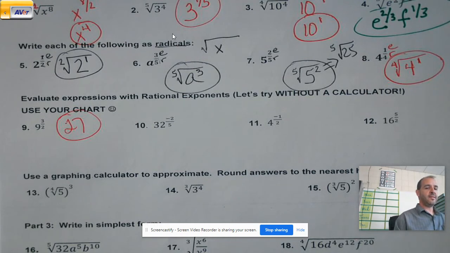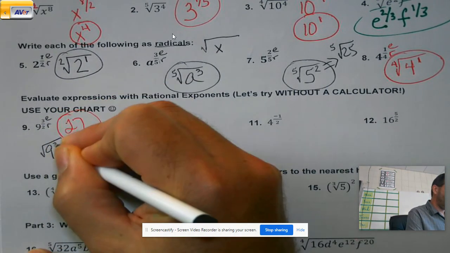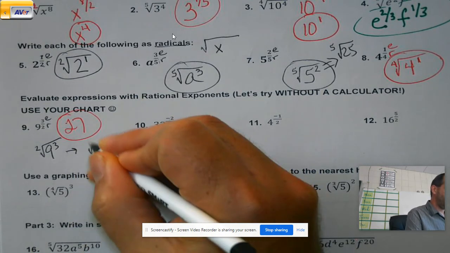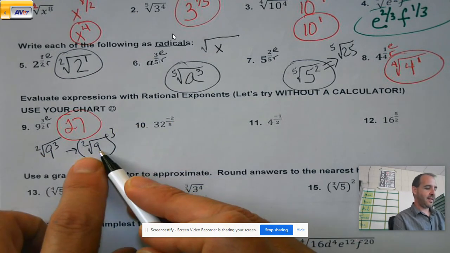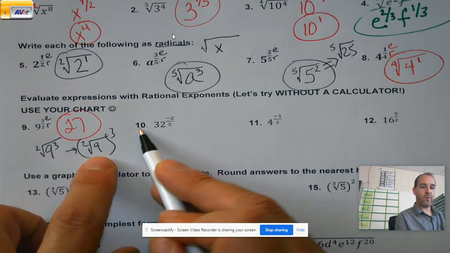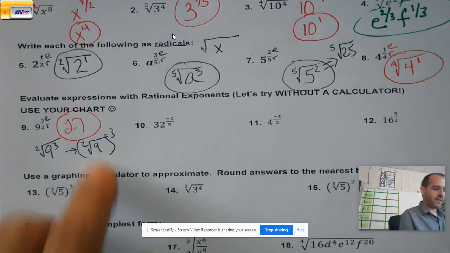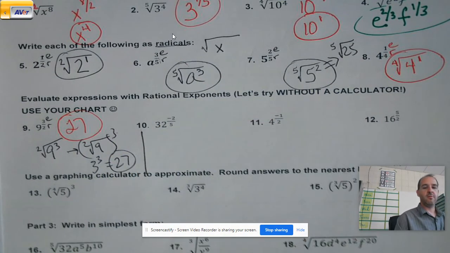Maybe we rewrite this as a radical. Exponent, root. Now let's think about this for a minute, because I can look at this one of two ways. This is the same thing. I'm still taking this root to this power, no matter which way I write it. So if I look at this, I'm like, hey, what's the square root of 9? We know what that is. Square root of 9 is 3. What's 3 to the third power? 27.